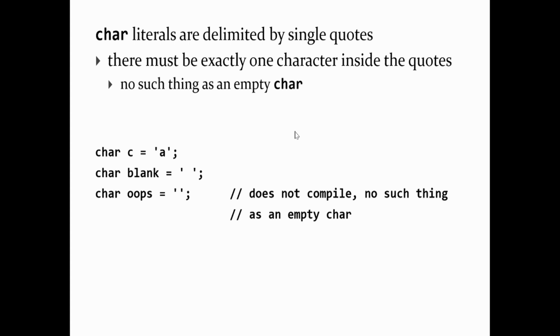Now if you want to write down an individual character and you want to treat it as a char, not as a string, then you use the single quotes. This is the other thing you have to get used to. In Python, single quotes can indicate a string. In Java, they always indicate a single char, and it must be exactly one char. So you can have the char A, I can have one blank space, but you cannot have nothing in between the two single quotes. There is no such thing as the empty char in Java. That last one doesn't work.